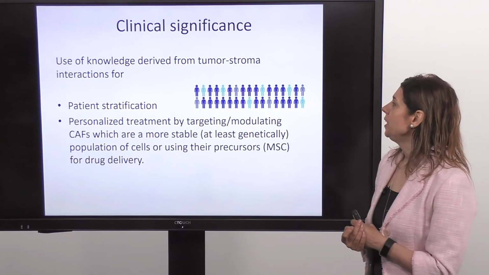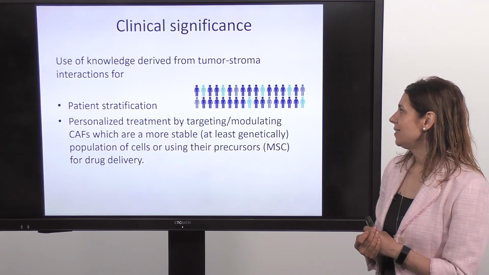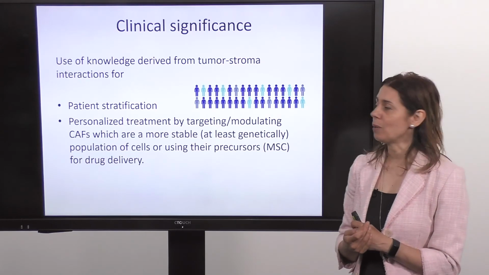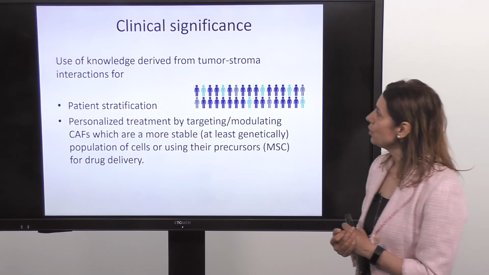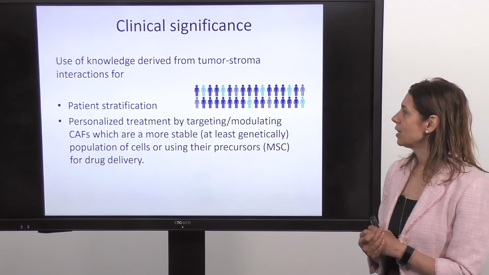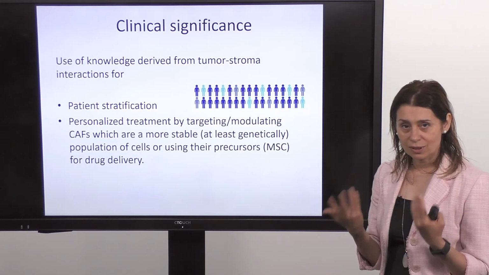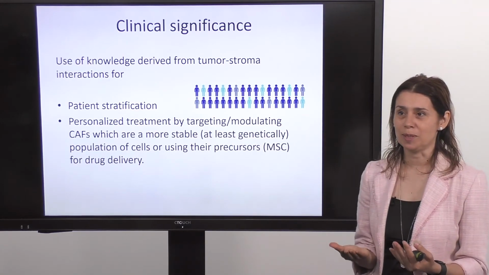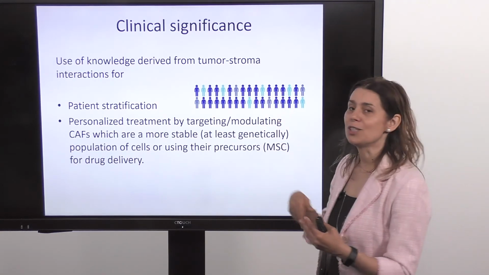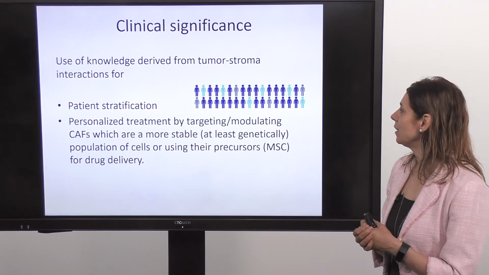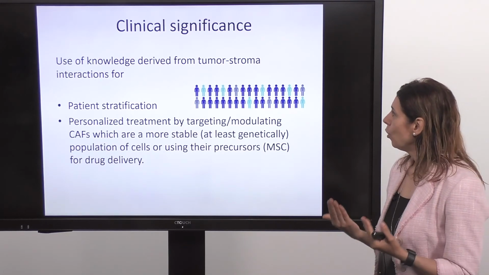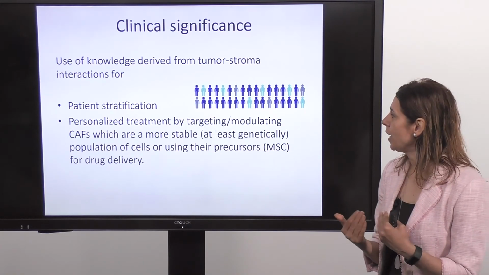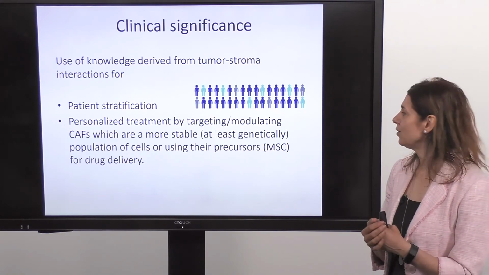because we need to develop better and more efficient ways for treating oral squamous cell carcinoma. So the knowledge derived from these tumor-stroma interactions will be very useful for patient stratification. But if we stratify the patient, we have to have a treatment available for the different subclasses of patients. And that's why all the work on tumor-stroma interactions and the mechanisms and identifying new molecules that can be targeted is very important.